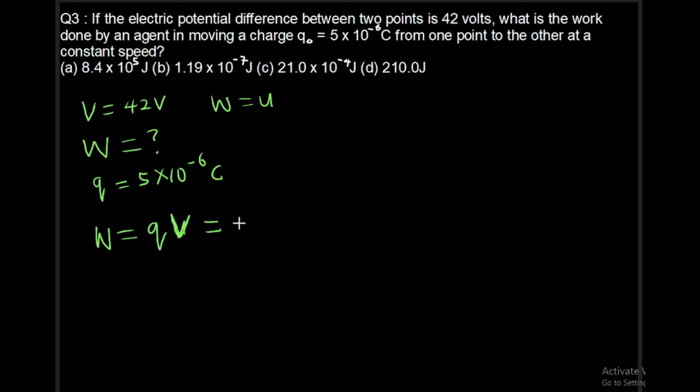Now Q is 5 times 10 to the power of minus 6 multiplied by V, which is 42, and that will give us 2.1 times 10 raised to the power of minus 4 joules, which is option C.